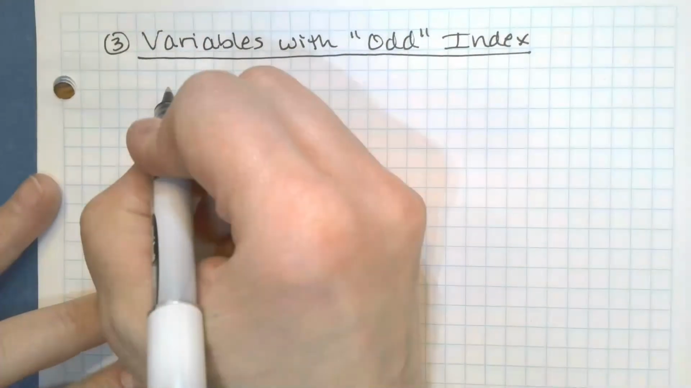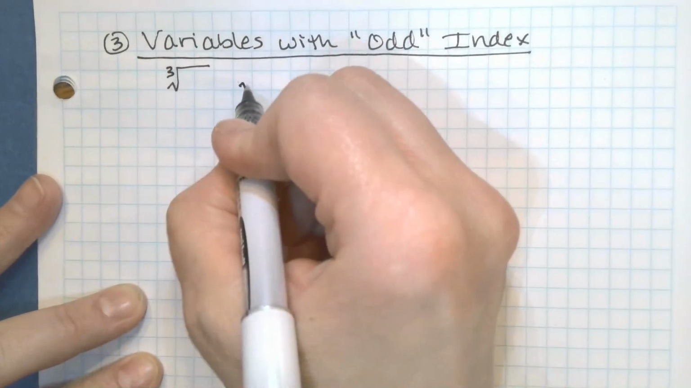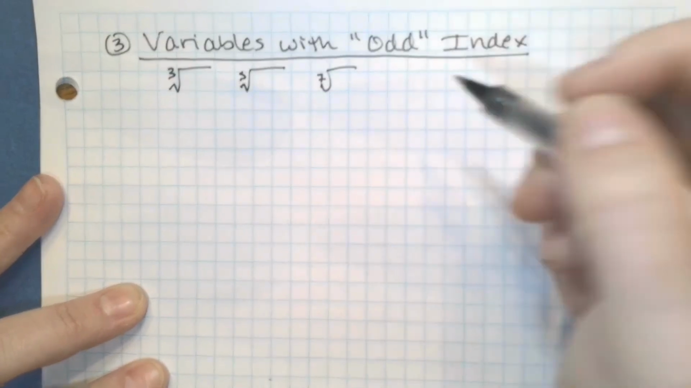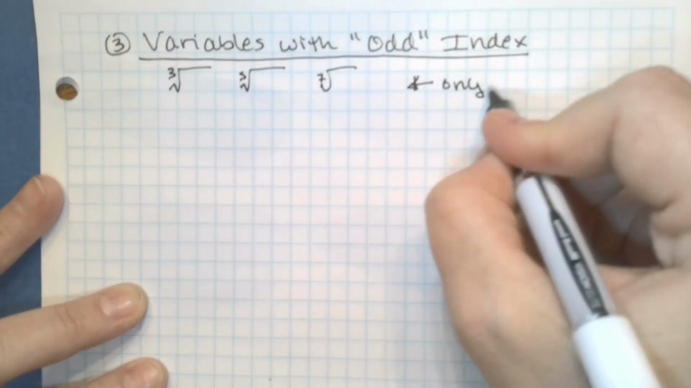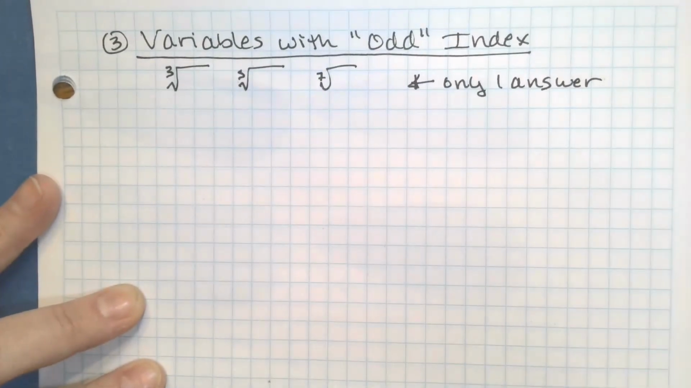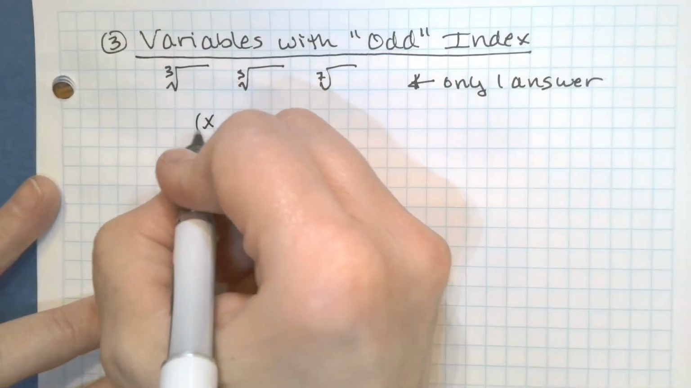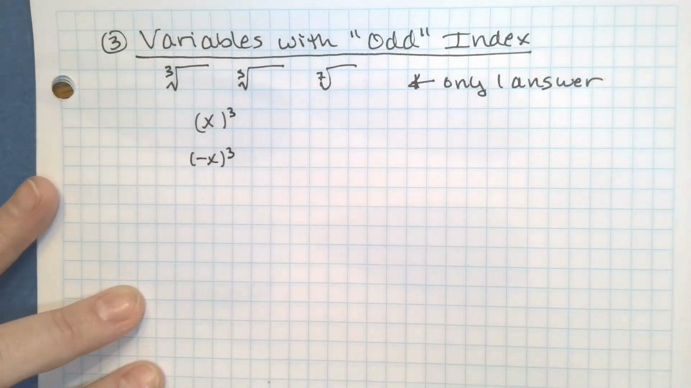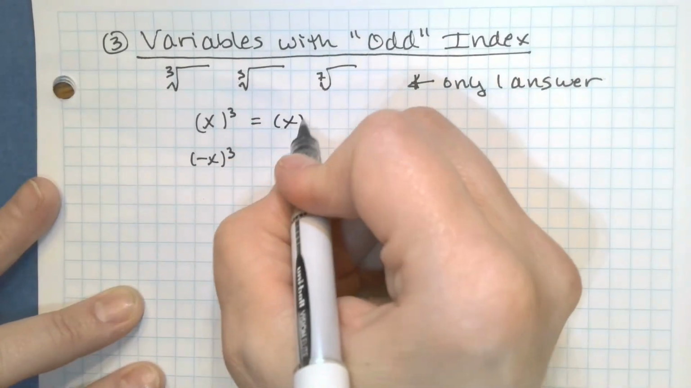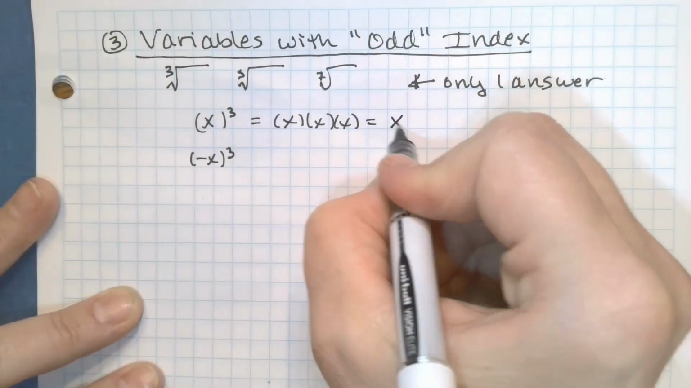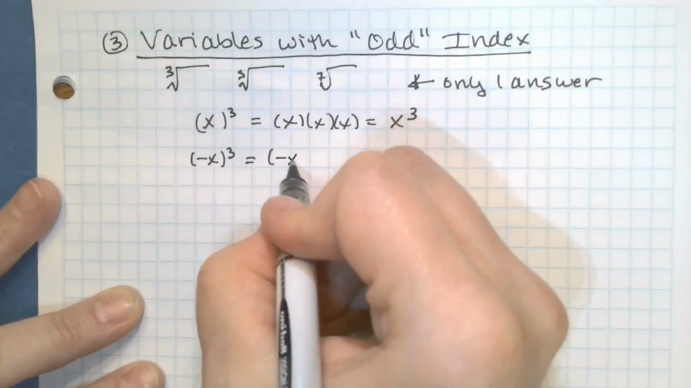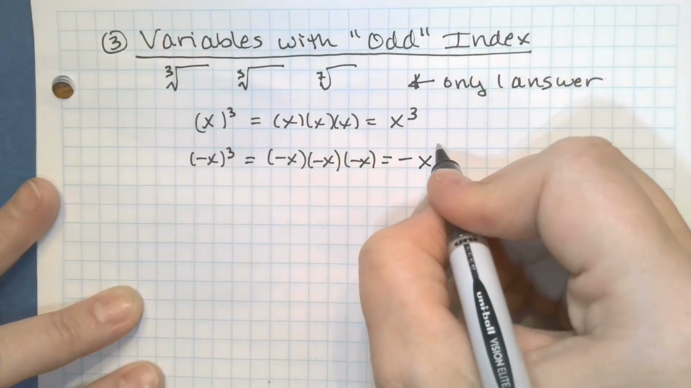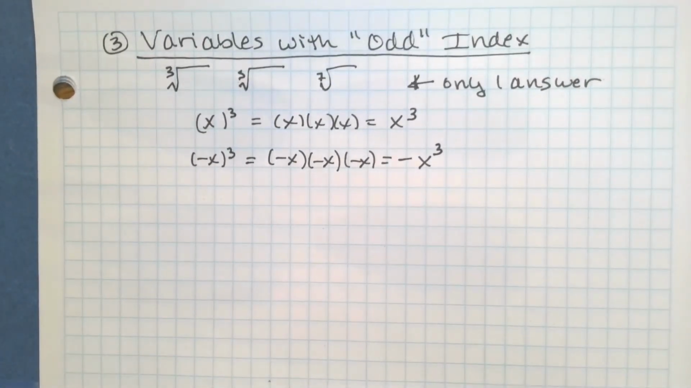The nice thing about odd indices, cube root, 5th root, 7th root, is there is no mystery. There is only one answer. That's because when you raise a number like x to the power of 3 and negative x to the power of 3, you actually get 2 different answers. X cubed is xxx, which is a positive x cubed. Negative x cubed is negative x times negative x times negative x, which ends up being a negative x cubed. So only one answer is necessary.